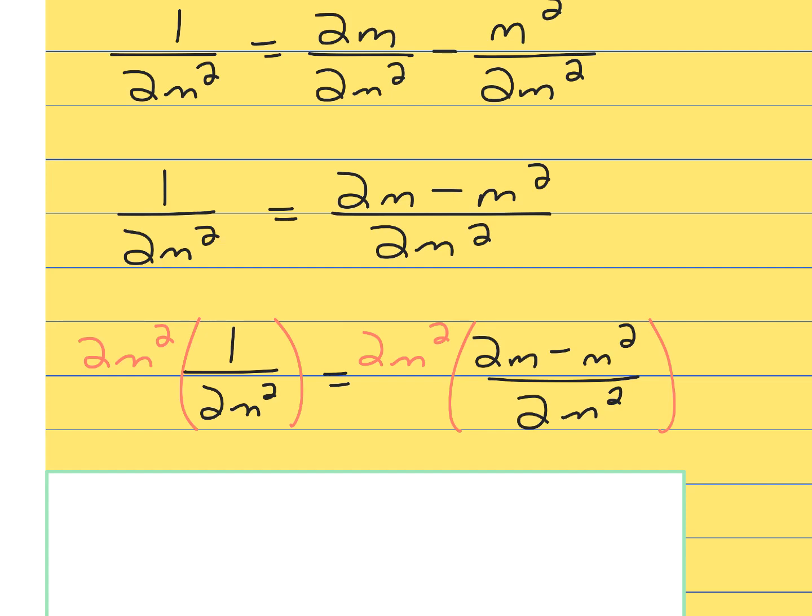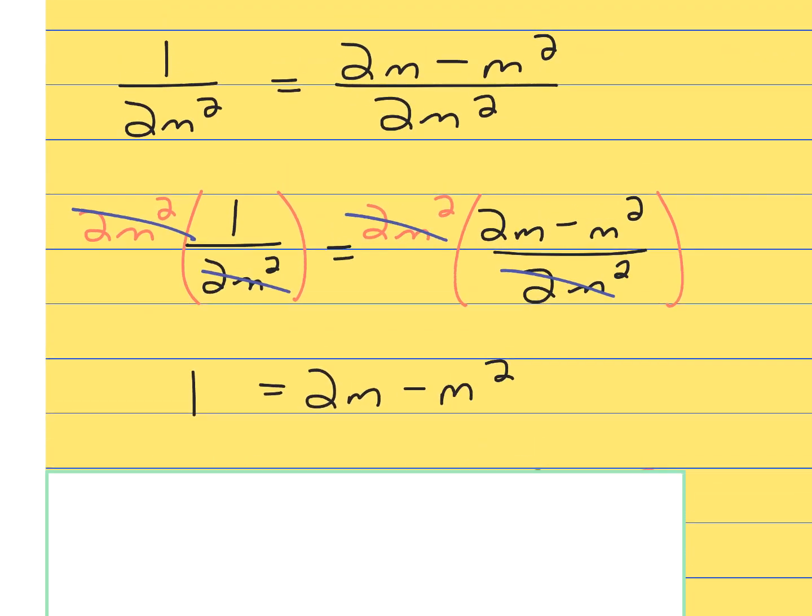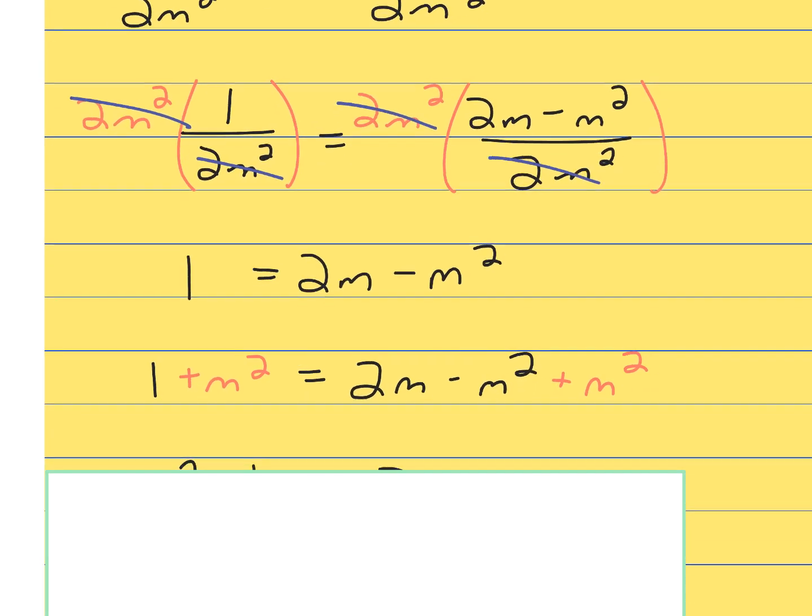I didn't write it here, but you can see that it will cancel out here and here, top and bottom. And what you get then as a result is 1, what's here on top, equals 2m minus m squared here. Okay, we've got to get it all to one side. We could get it all to this side just by subtracting 1, but I like to have the leading coefficient on m squared positive, so I'm going to just add that to both sides.